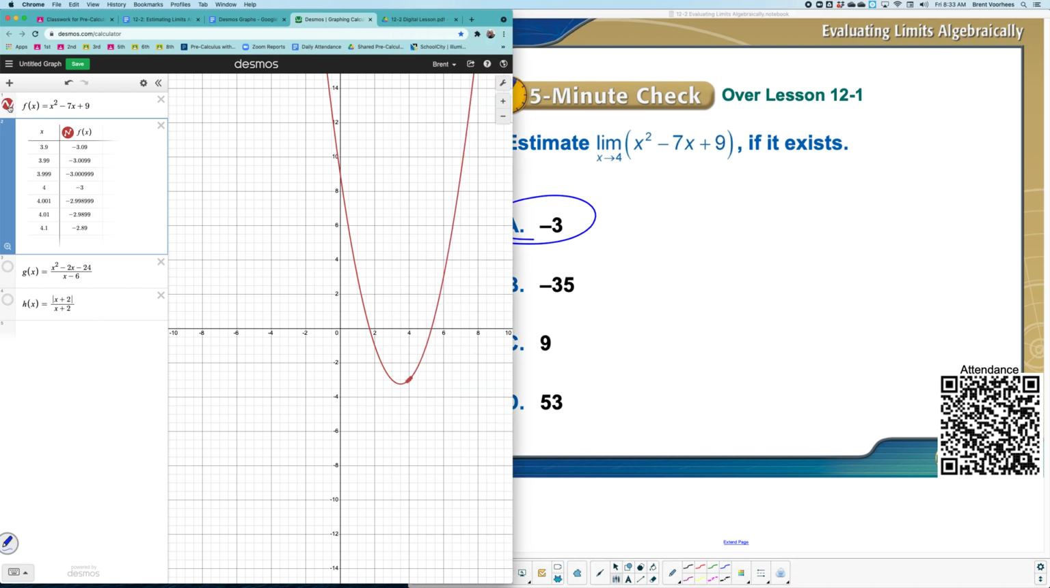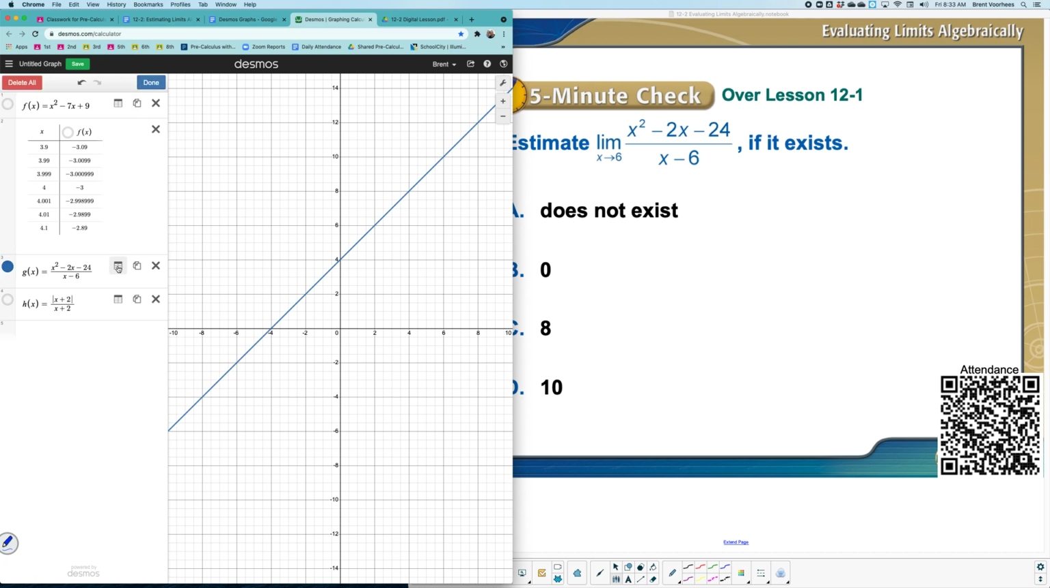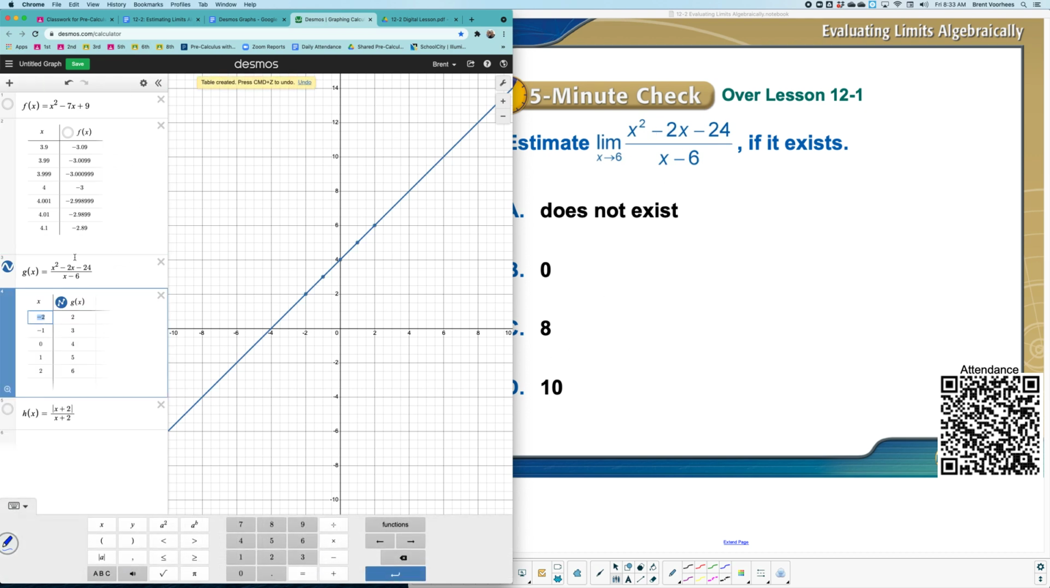Now let's try number 2. So number 2, we're looking at this limit, and when I graph this function, let me take off number 1 here, I'm going to go ahead and add a table. And we're trying to approach the number 6, so this time I'll have 5.9, 5.99, and 5.999, just like I kind of did earlier, but with the 3s. And then there's the number 6, and then we'll have 6.001, 6.01, and 6.1. So now we can see as we approach from the left and as we approach from the right, it looks like it's approaching the number 10, even though this says it's undefined.